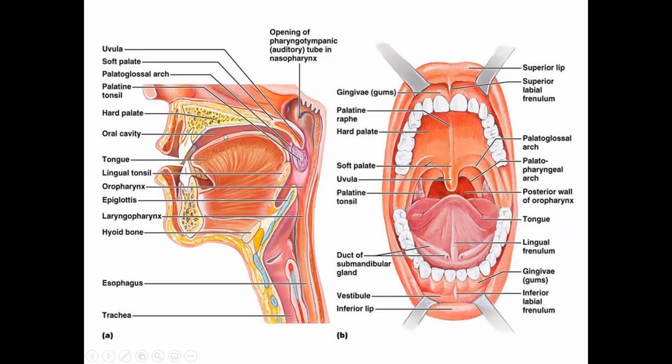Now you can see here, this is the oral cavity. It is inferior to the nasal cavities. This is the hard palate, which is formed by the bony structures of the maxilla and the palatine bones, and posteriorly we have the soft palate, which is a muscular structure covered by mucous membrane. In the oral cavity, the major structure is the tongue. We have the tonsils, the palatine tonsils, and we have the lingual tonsils over there.